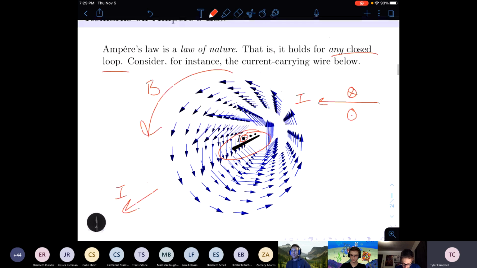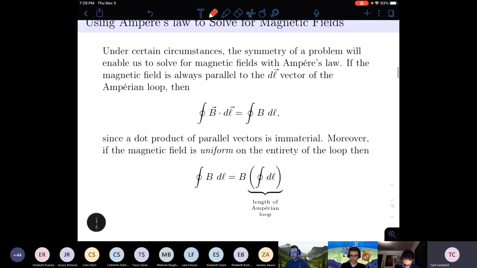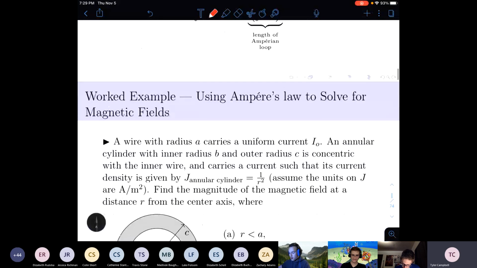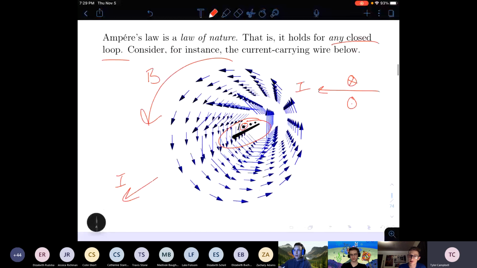All right. I think that's it for Ampere's law. Anybody have any questions about that? Sorry, I'm just looking over the rest of these to see if I missed anything. No, not quite. Cool. Anybody have any last minute questions about Ampere's law before I move on?